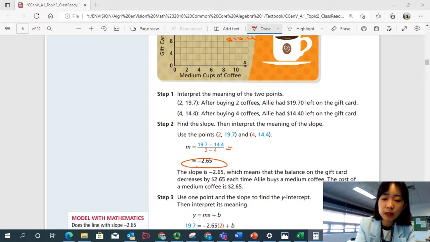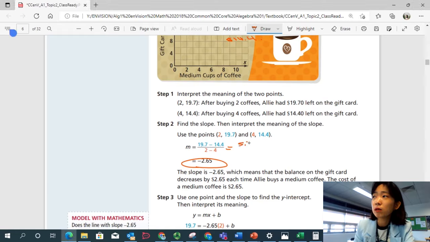19.7 minus 14.4 is 5.3, right? And 2 minus 4 is negative 2. If you literally divide these numbers, 5.3 divided by negative 2, you get negative 2.65. And that's equal to the fraction we have here. Okay? So you can simplify a fraction that has decimals like that by literally dividing them.